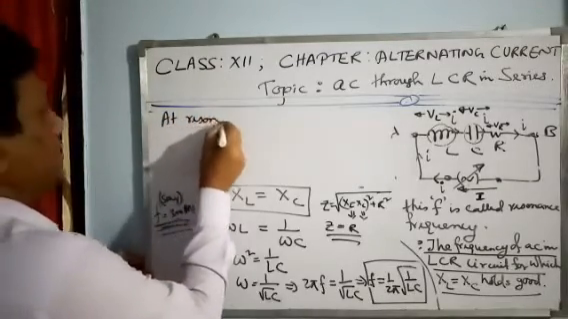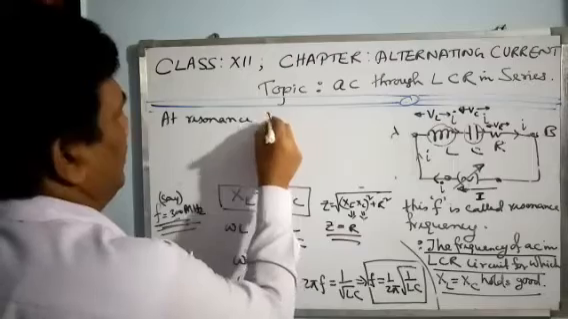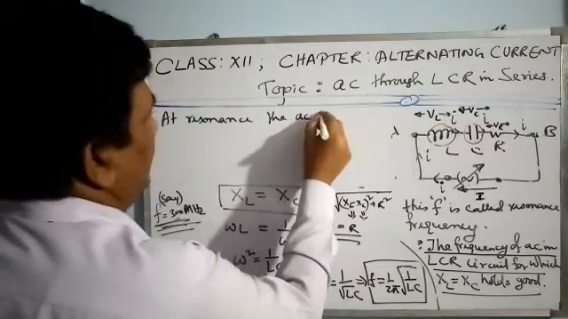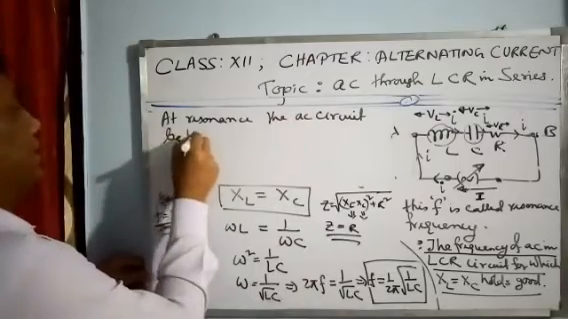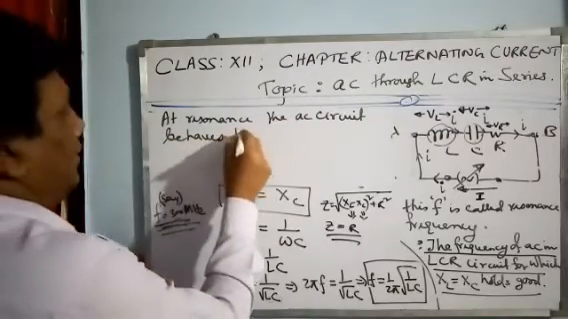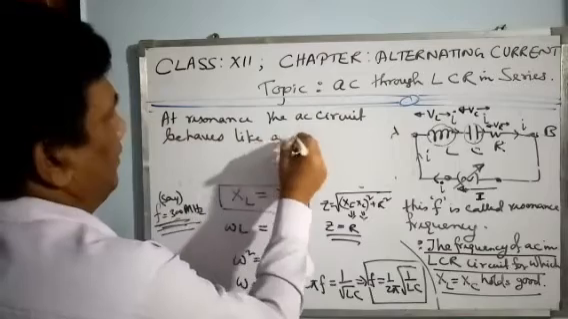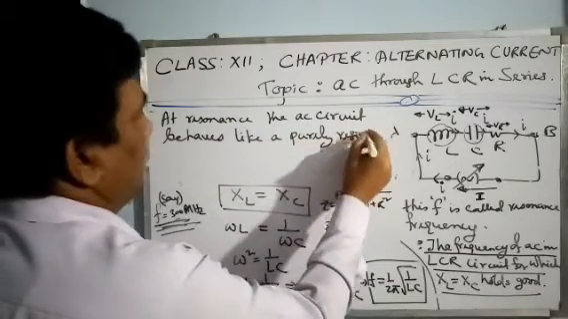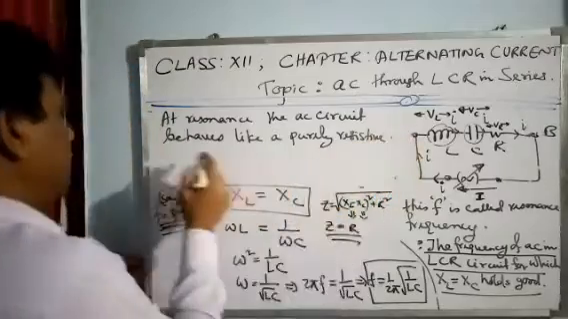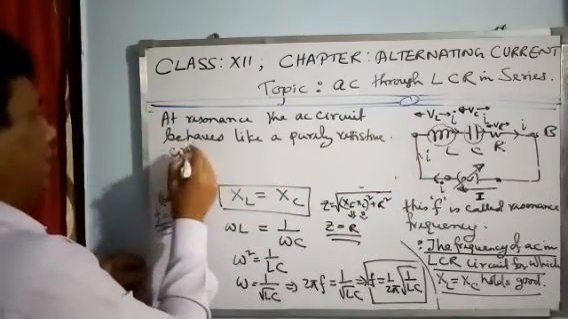Remember, at resonance, the AC circuit behaves like a purely resistive circuit.